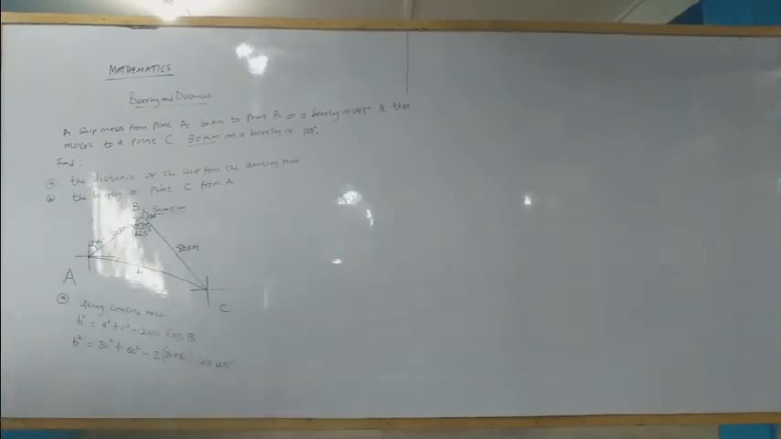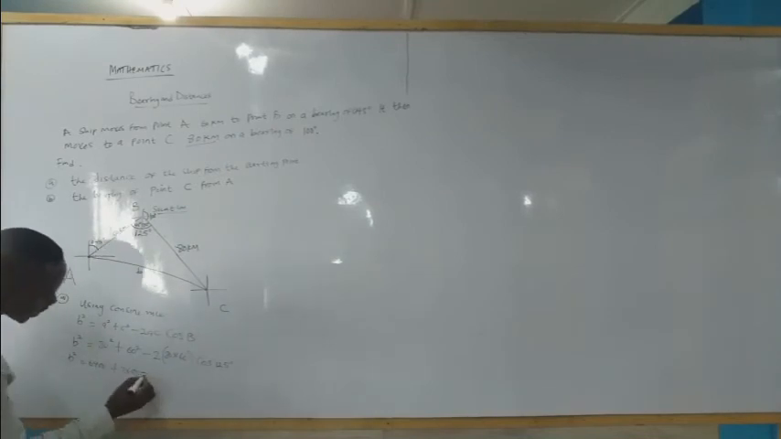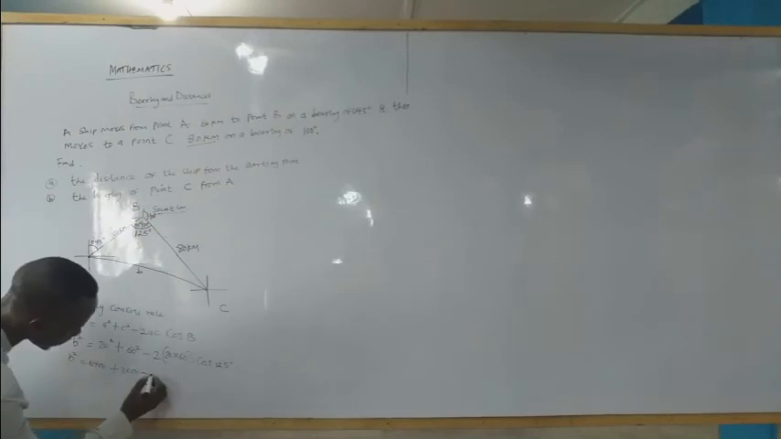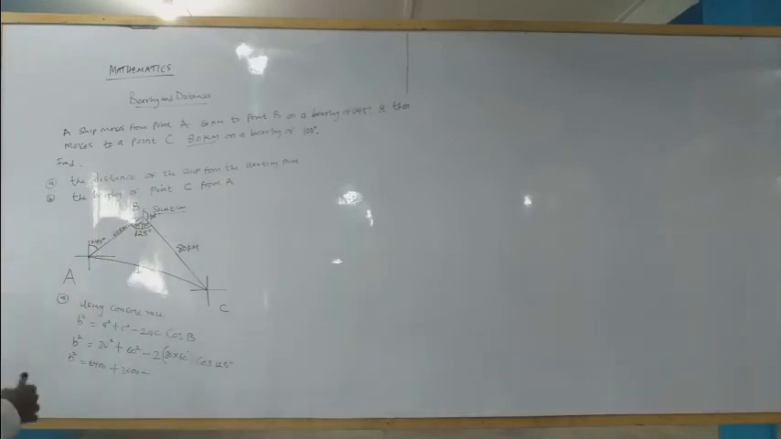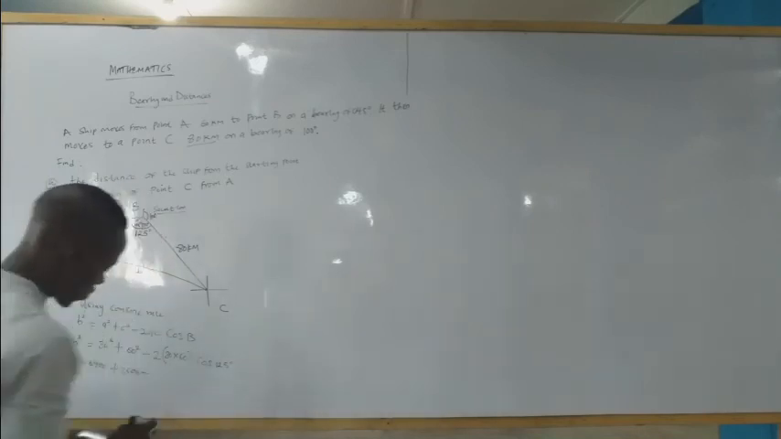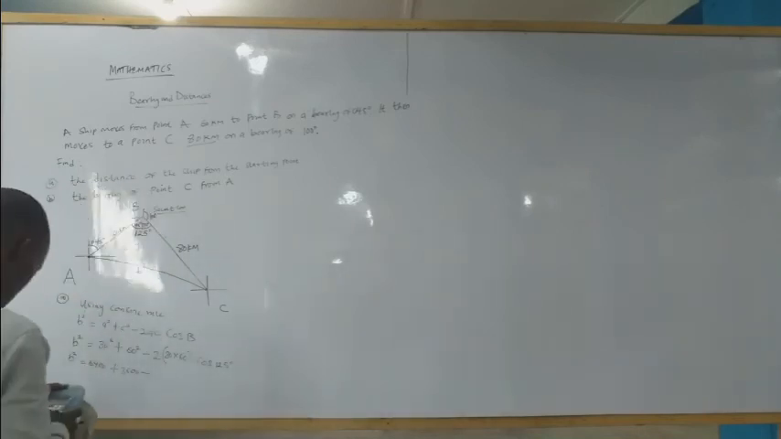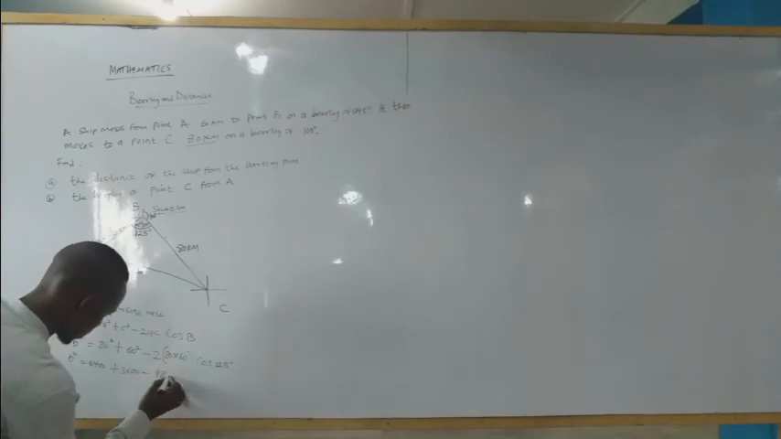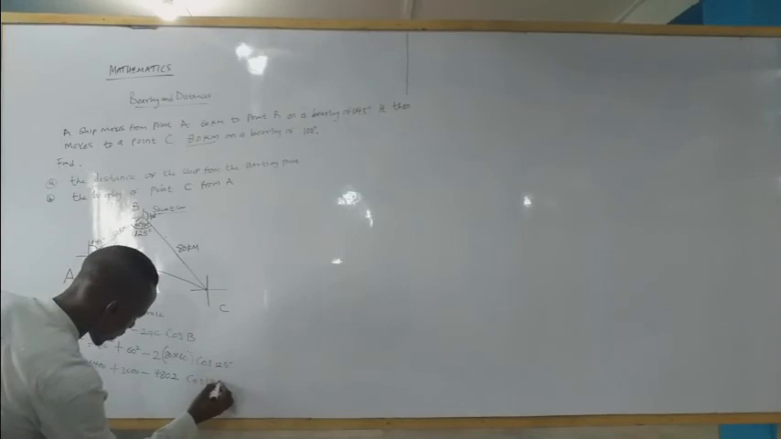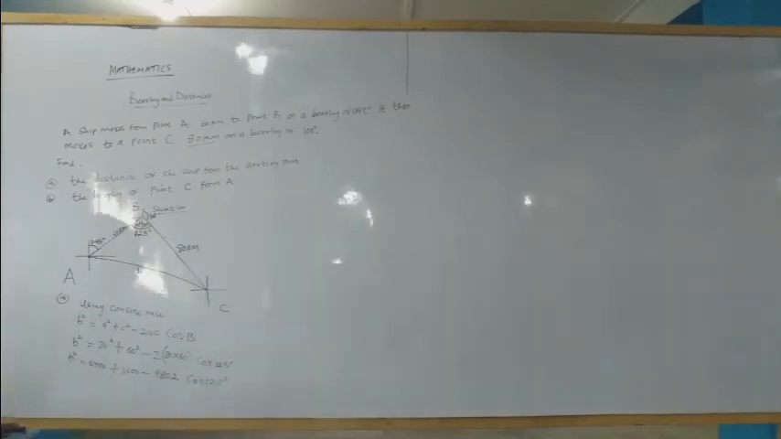Cos B is 125 degrees. So you have b square is equal to 80 square, which is 6400, plus 60 square, which is 3600, minus 2 times 80 times 60, which gives us 9600, times cos 125 degrees.